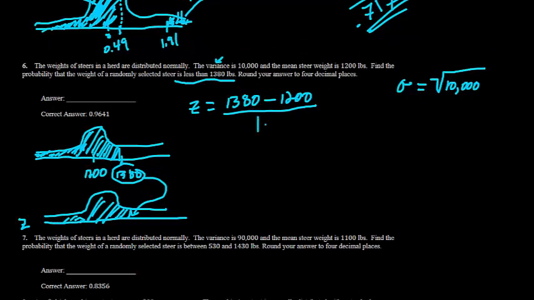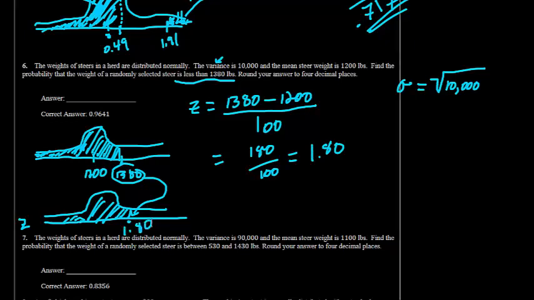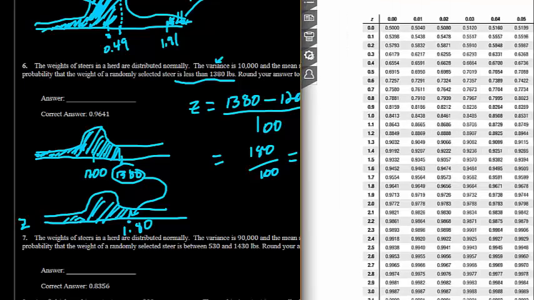Divided by 100, which is equal to what, 180? 180 divided by 100 is 1.80. So this z here is 1.80. This should be relatively easy. Let's go to our chart.